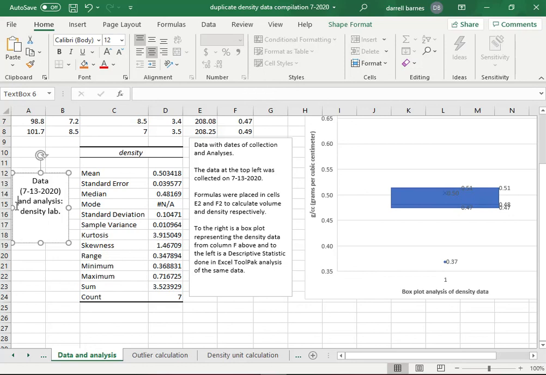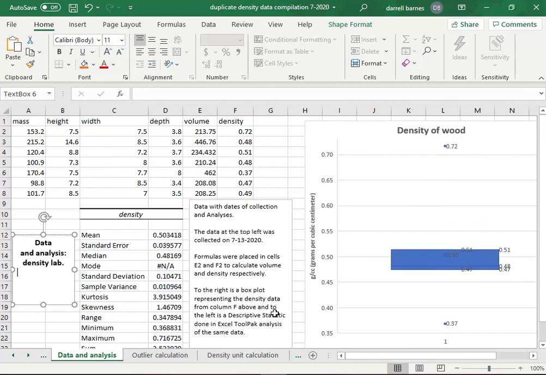I don't like this date here. Data and Analysis Density Lab. All right. I don't think I can move this chart right here. I think I've already anchored that down. That's about as good as I can do on this page.